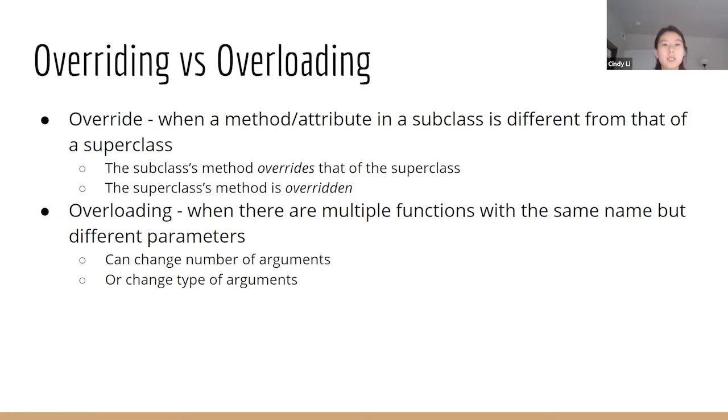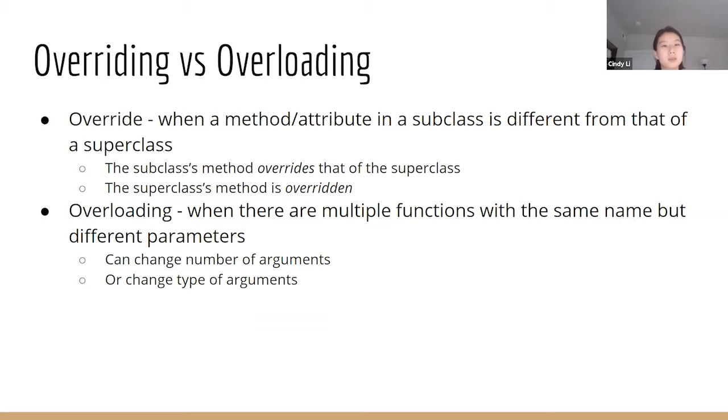So overriding is when a method or attribute in a subclass is different from that of a superclass. That is basically polymorphism, what we've been talking about so far, like for the entirety of this class. Some basic vocabulary is the subclass's method overrides that of the superclass. Overrides that of the superclass means overrides the method of the superclass. Or attribute, I'm just using method because method change, polymorphism in method are more common than polymorphism in attributes.